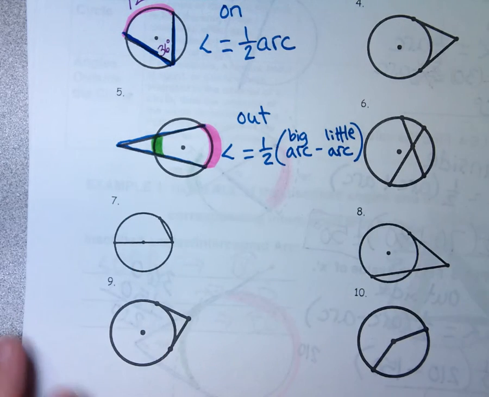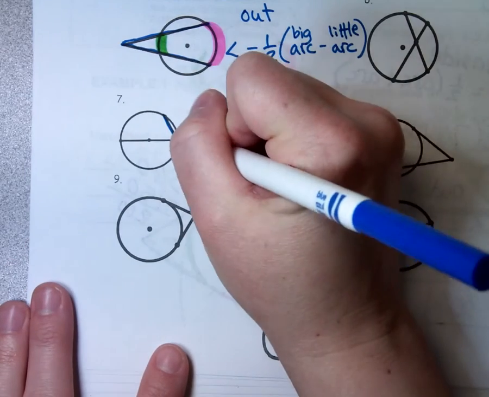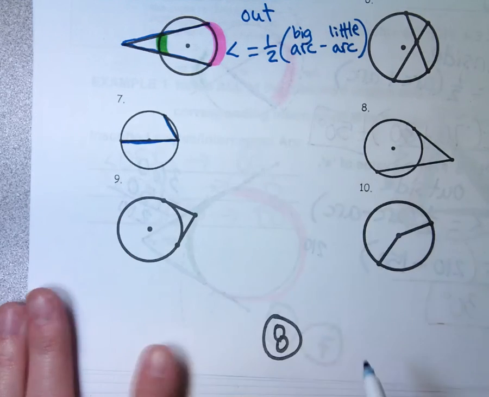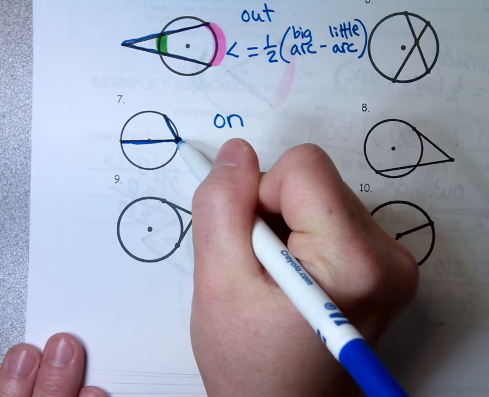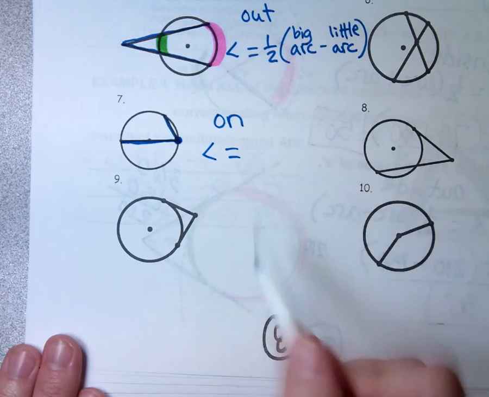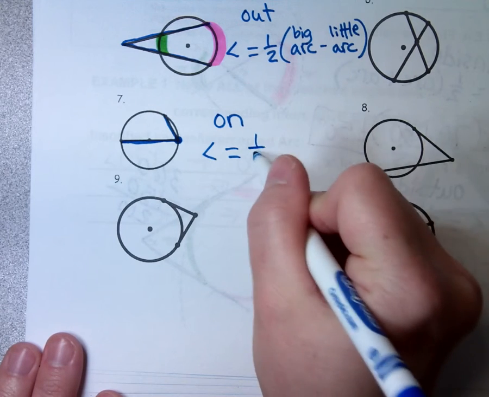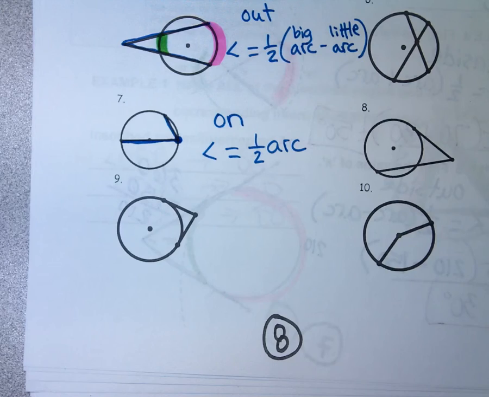Okay, let's just go ahead and look at number 7. Would you say that the vertex of this angle is a central angle, in, on, or out? It's on. See the vertex? It's on the circle right there. So the formula would be, the angle right here would equal half the arc. So when it's on, it's just half the arc.